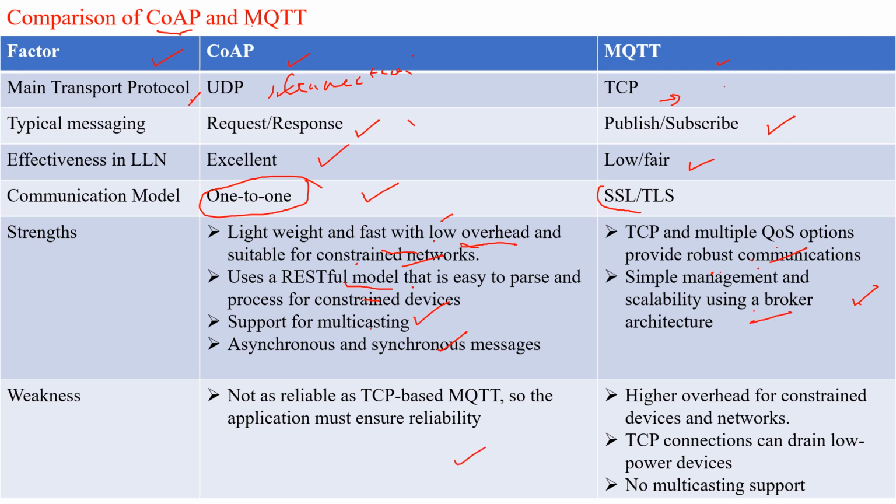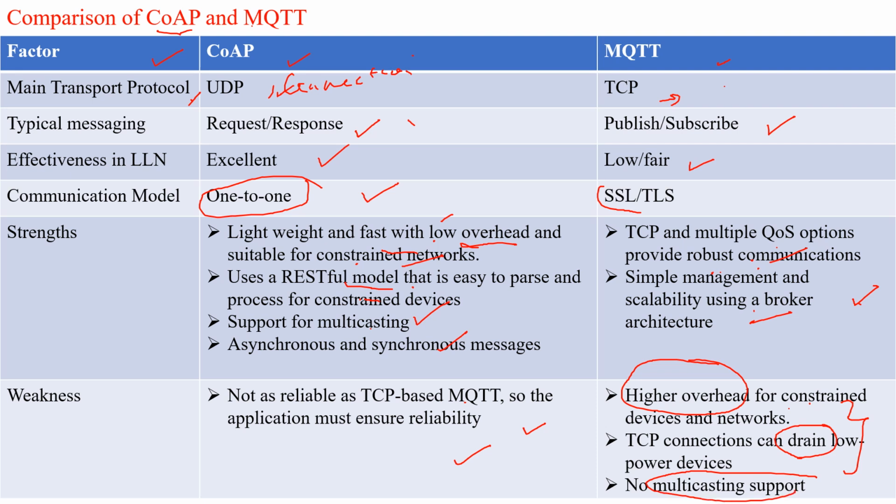Now, what are the weaknesses of CoAP? It is not as reliable as TCP-based MQTT, so the application must ensure the reliability. Whereas in the case of MQTT, what are the weaknesses? It has higher overhead for constrained devices and networks. TCP connections can drain low power devices, and it doesn't support multicasting.